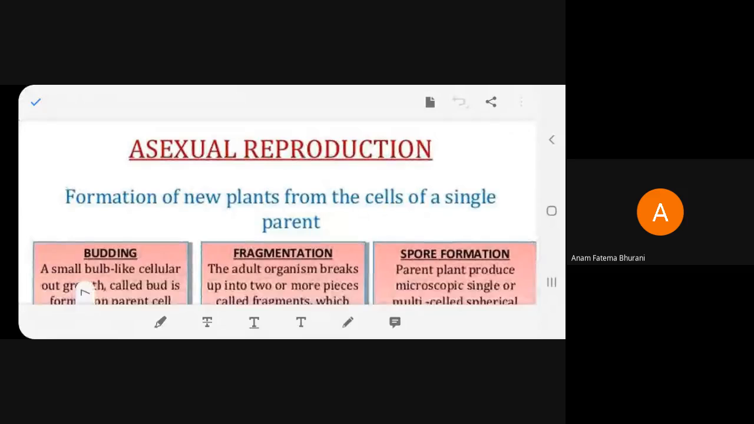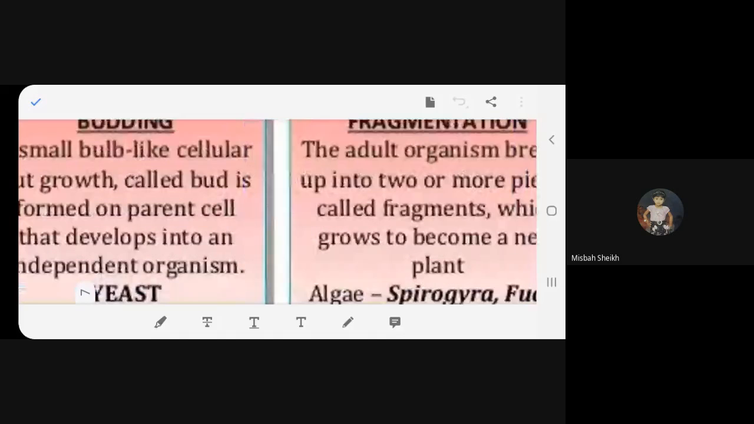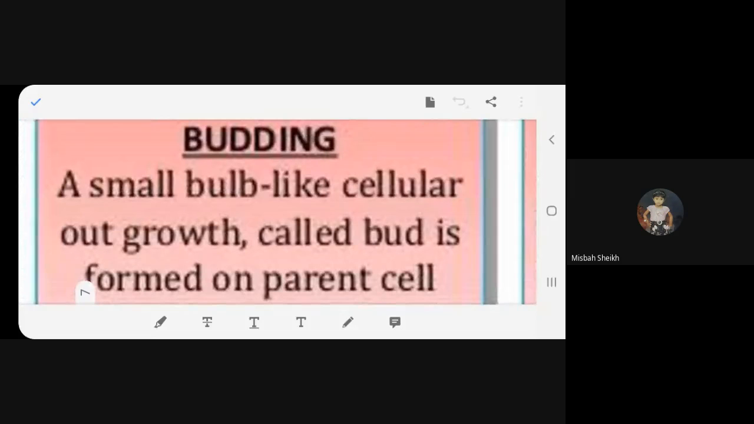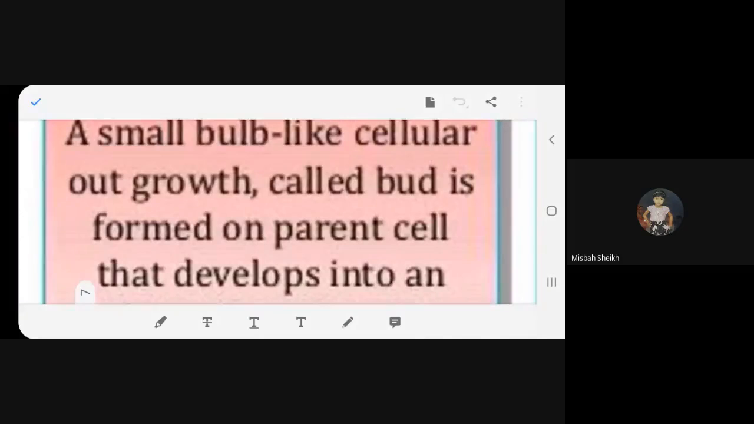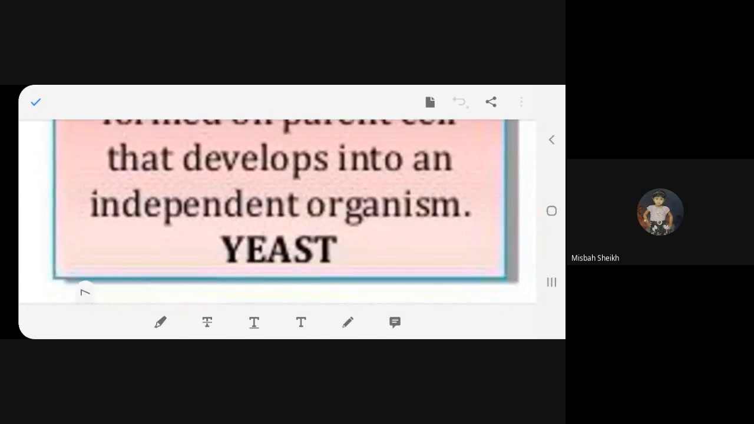Now we come to asexual reproduction. Asexual reproduction: formation of new plants from the cell of a single parent. So how many parents are involved? Only one parent. Budding: a small bulb-like cellular outgrowth called a bud is formed on the parent cell that develops into an independent organism.